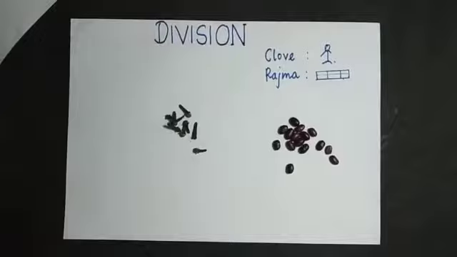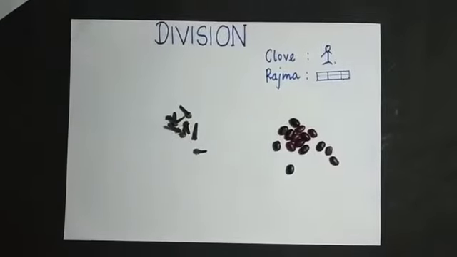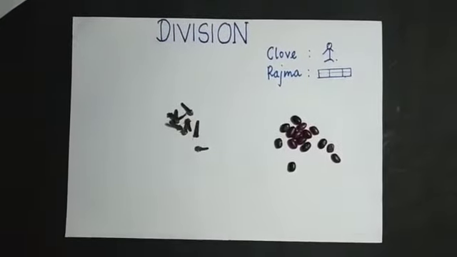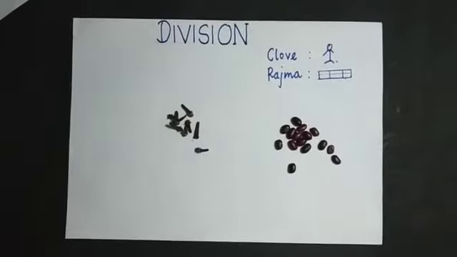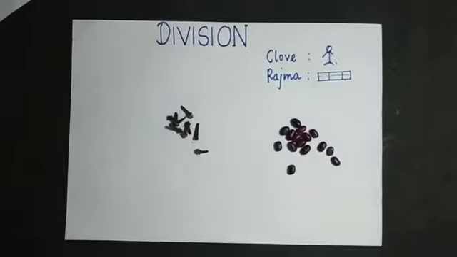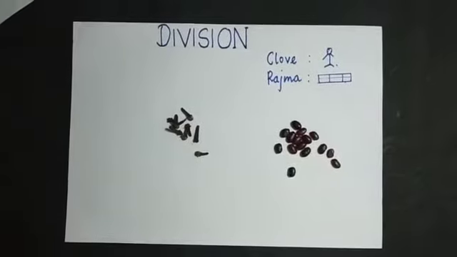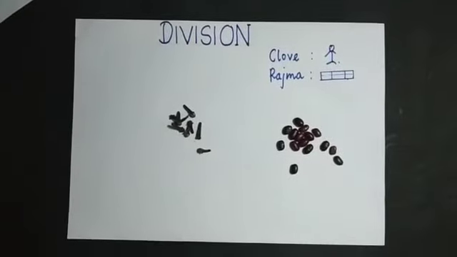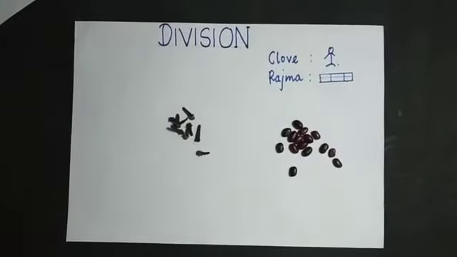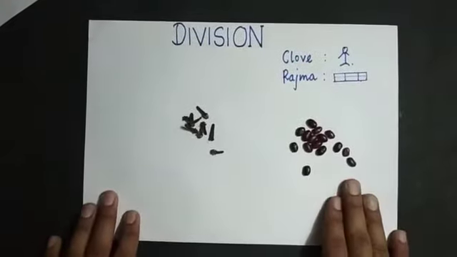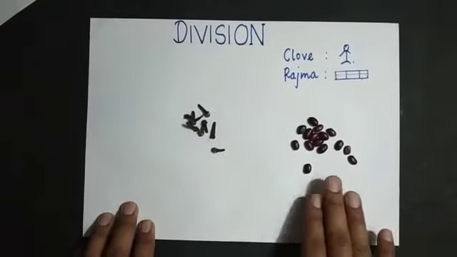Today in mathematics we are going to introduce a new chapter, division. With the help of an activity we will try to understand the concept of division. Generally you all know that division means distribution. The distribution of anything is called division. But here we will try to understand it with the help of an activity.